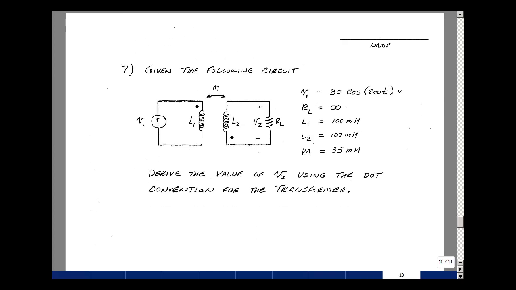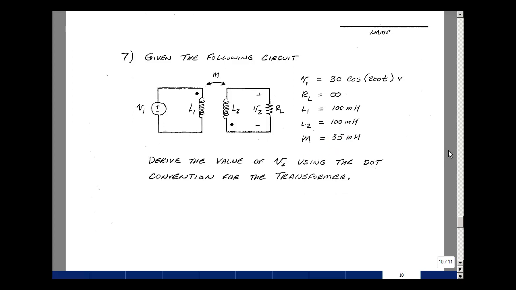For problem number 7, given the following circuit, which has a transformer using our dot notation, can you derive the value of V2 given the following specifications? That V1 is a voltage of 30 times the cosine of 200t, the load is an open circuit, L1 is 100 millihenries, L2 is 100 millihenries, and the mutual inductance is 35 millihenries.